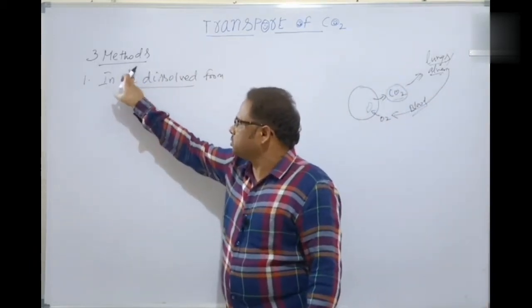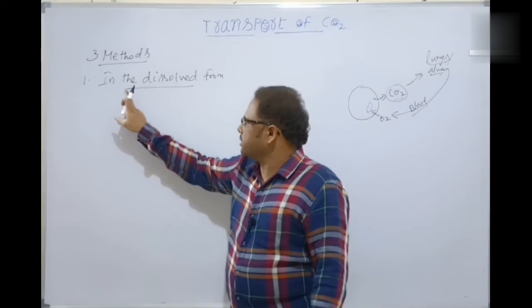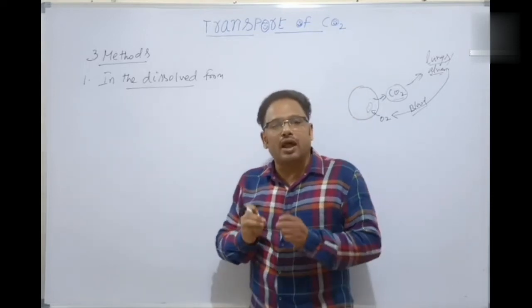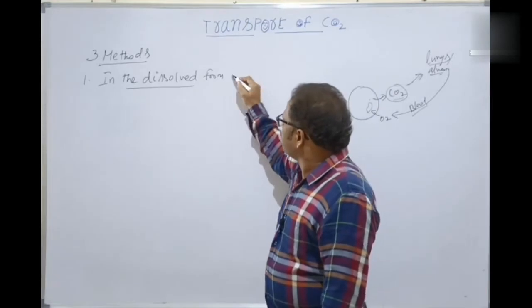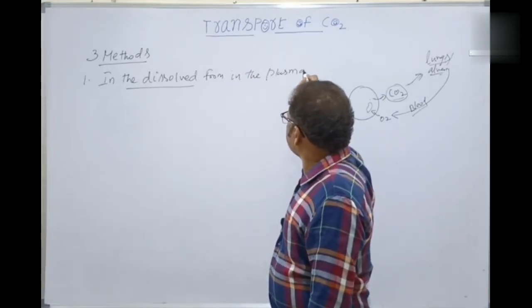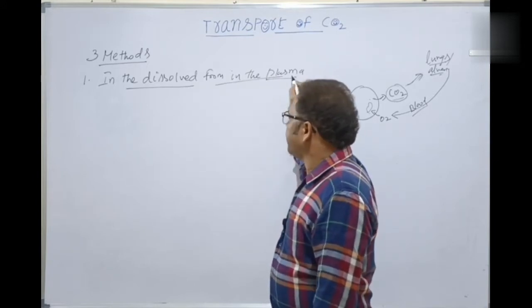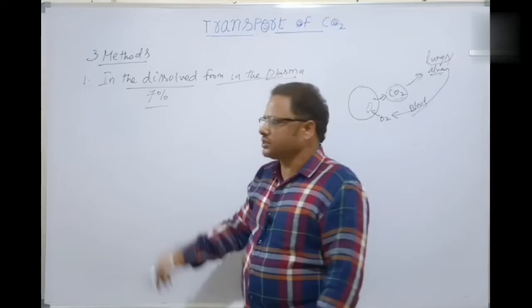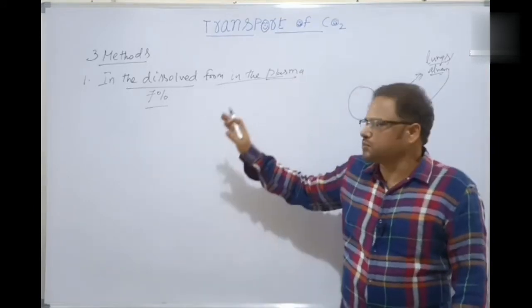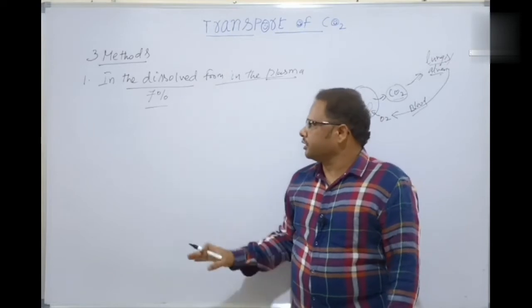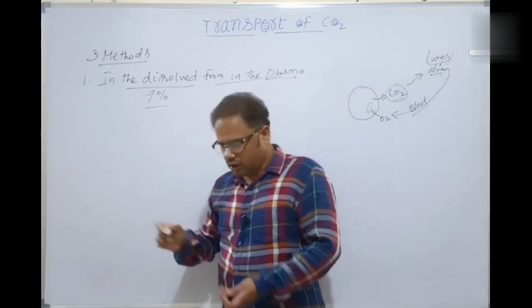Three methods are there. The first method is in the dissolved state, that is, directly dissolved in the blood plasma. In this way, approximately 7% of carbon dioxide is transported directly dissolved in the plasma. Only 7% here. Okay, it's only an approximation, Bacho, all of you.